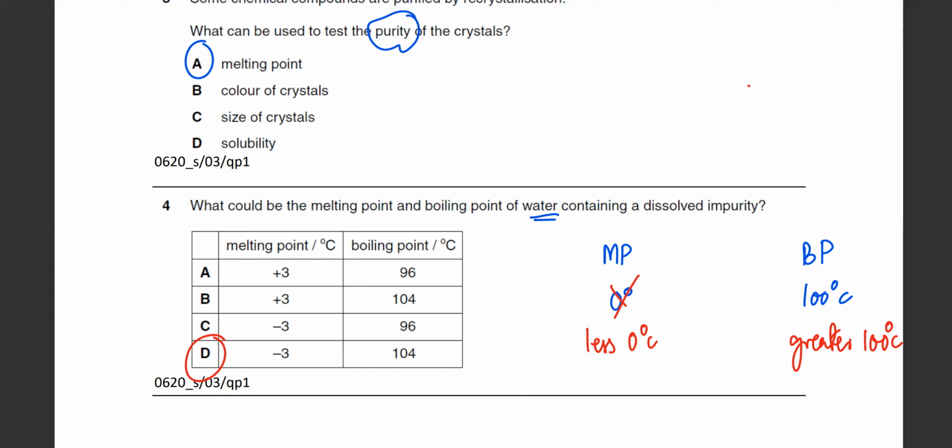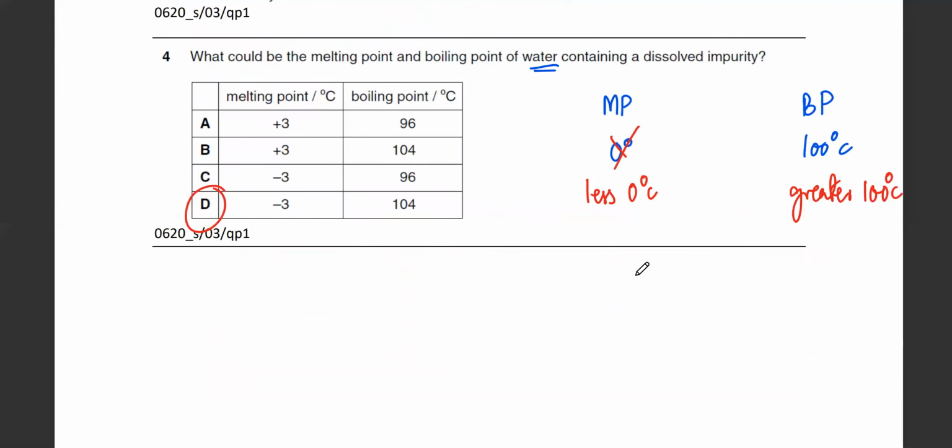You can always remember this, especially for water, that pure water melts and boils at a very fixed temperature. But as soon as you add an impurity to it, any impurity, you add sugar to it, you add salt to it, you add sand to it, whatever you do, its melting point drops and its boiling point increases. Okay, clear? Yes.